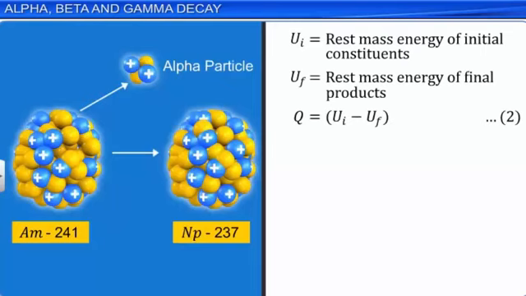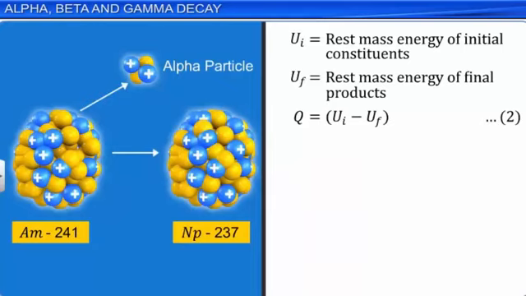If UI denotes the rest mass energy of the initial constituents and UF denotes the rest mass energy of the final products, then the Q value for the reaction will be equal to UI minus UF. Let this be equation 2. This definition of the Q value is valid not only for alpha decay, but in general to all nuclear processes. Q denotes the energy made available as kinetic energy of the products.